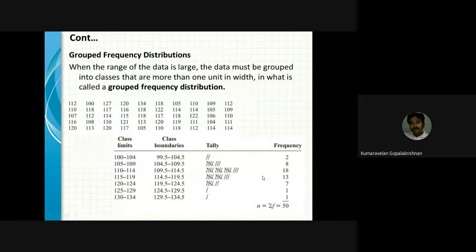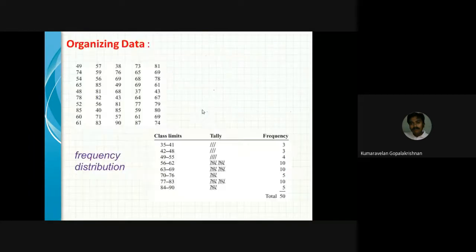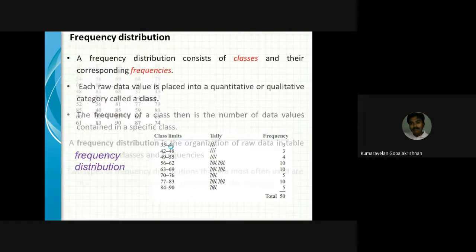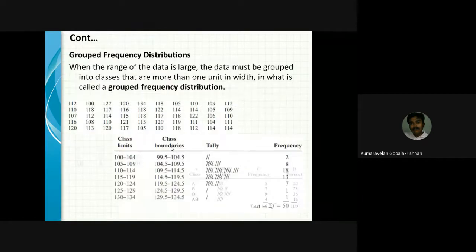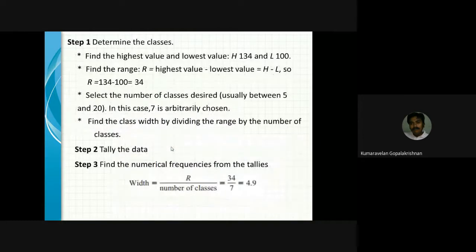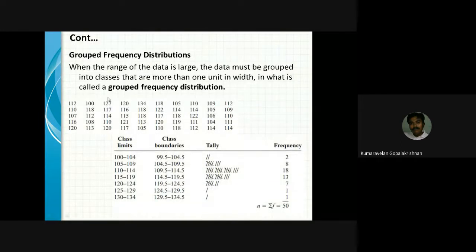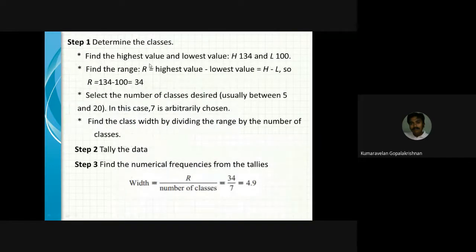Let us consider grouped frequency distribution. Grouped frequency distribution works well only for numerical values. Previously I assumed everything: the minimum value, the maximum value, and the range, which I chose randomly. But there is a procedure, an algorithm, to determine the classes for any given data. Once the data is given to you, how do you organize it and determine the class limits? It is very simple. Find the highest value and the lowest value.